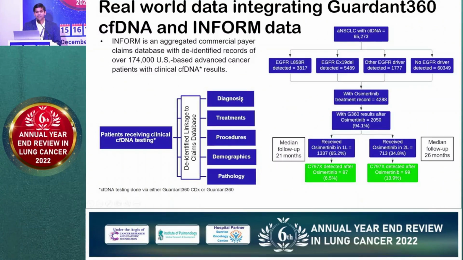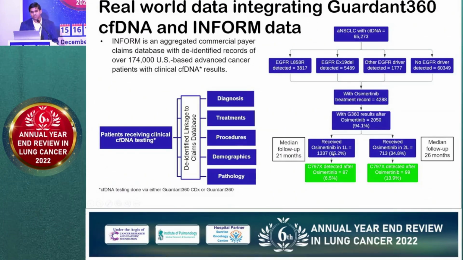This real-world data is from the Guardant 360 cfDNA, and they collected data regarding diagnosis, treatment, procedure, demographics and pathology in their database. Out of 65,000 patients, the most common were exon 19 deletion, around 5,000 patients, and exon 21 L858R, 3,800 patients. Out of these, around 4,000 patients received osimertinib. Of those who underwent Guardant 360 repeat testing, around 2,000 patients on osimertinib had data collected.